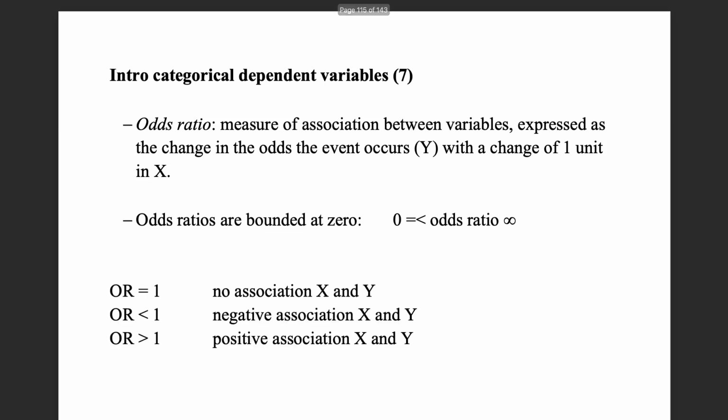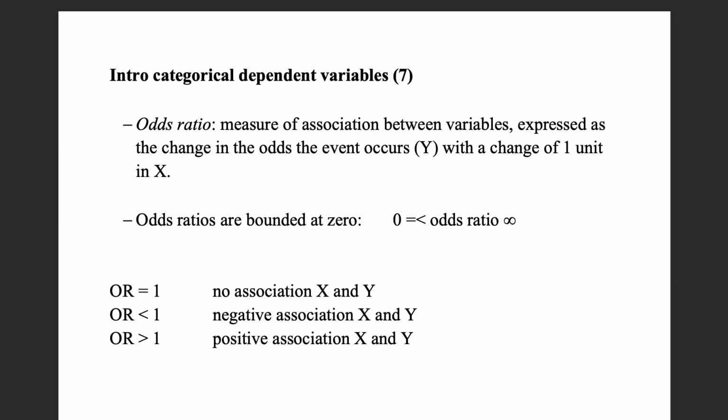So how do we interpret them? Well, very basically, an odds ratio of 1 indicates that there is no association. An odds ratio smaller than 1 indicates that there is a negative association. And an odds ratio larger than 1 indicates that there is a positive association.